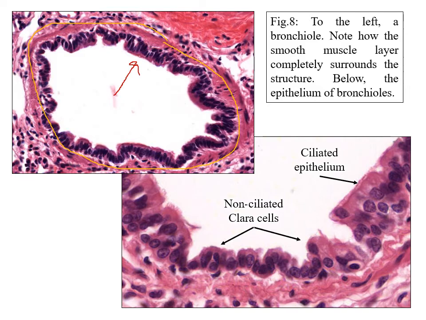So in this magnified view of the epithelium of the bronchioles, we can see this is the ciliated epithelium, these are the cilia. But we also see non-ciliated cells. These cells here are Clara cells.